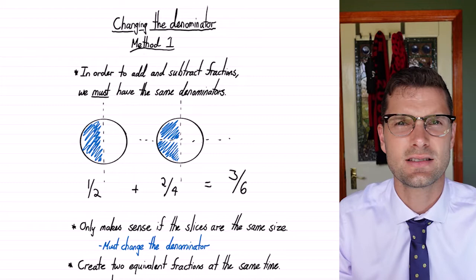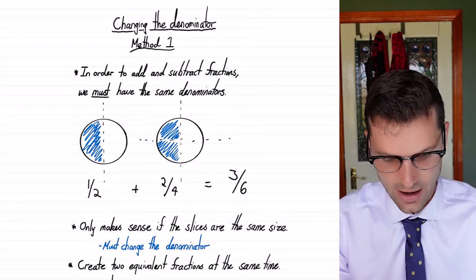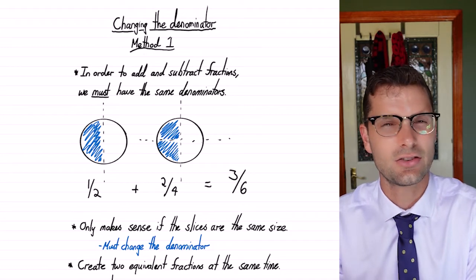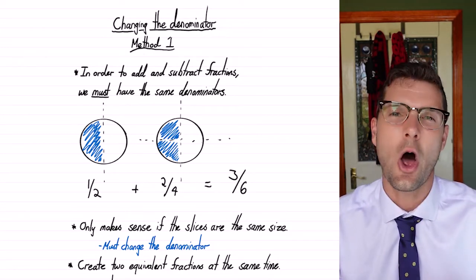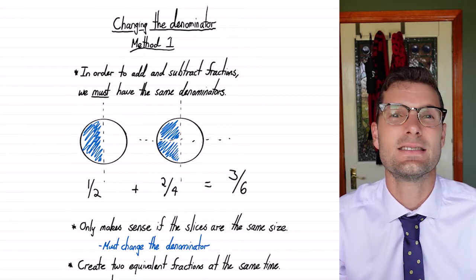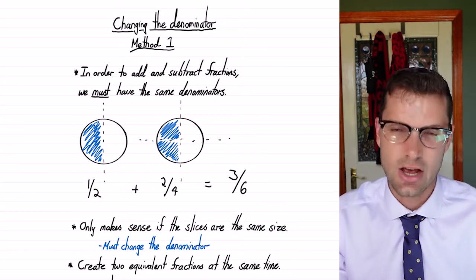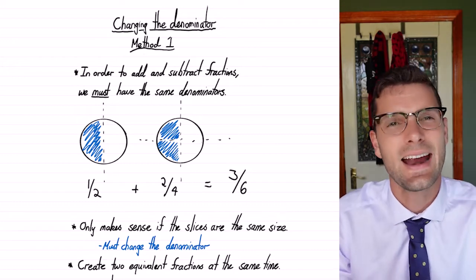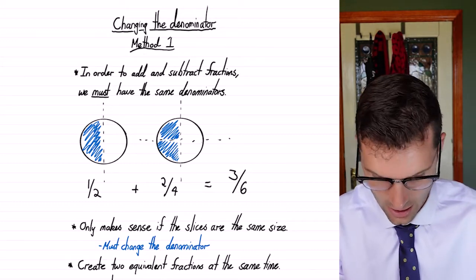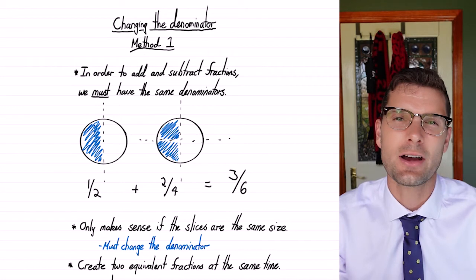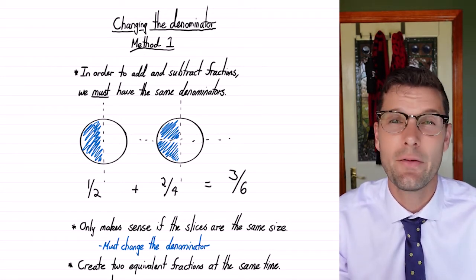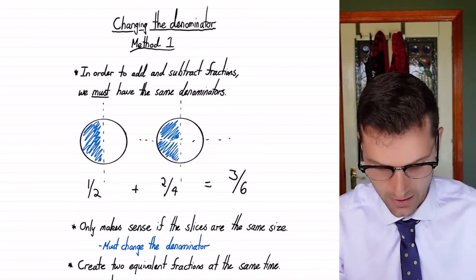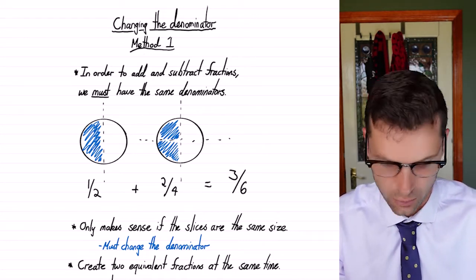But 3 over 6 is the same as a half. And we ate half a pizza and then half another pizza. So that can't be right. It only makes sense if the slices are exactly the same size. So in order to do that, we must make the denominators the same, or we must cut everything into the same size, okay? So really what we're trying to do is make two equivalent fractions at the same time, so they've got the same denominators. And we're going to look at how to do that pretty easily.